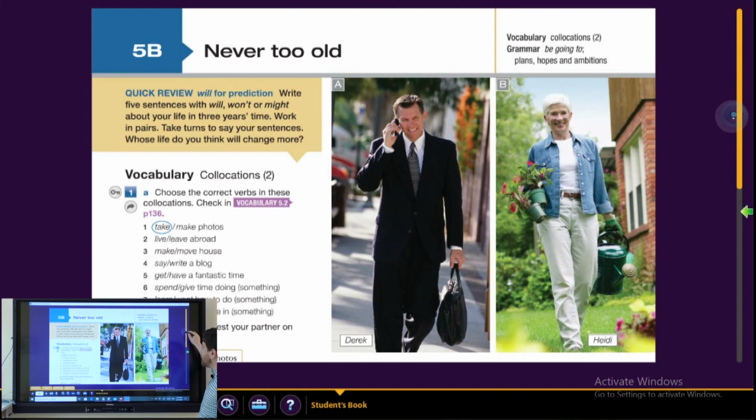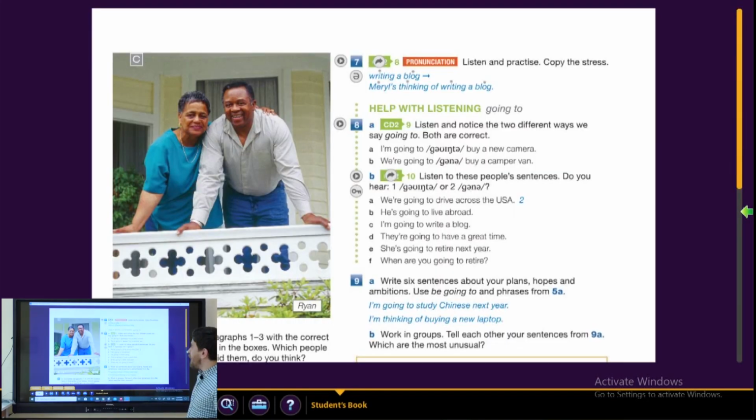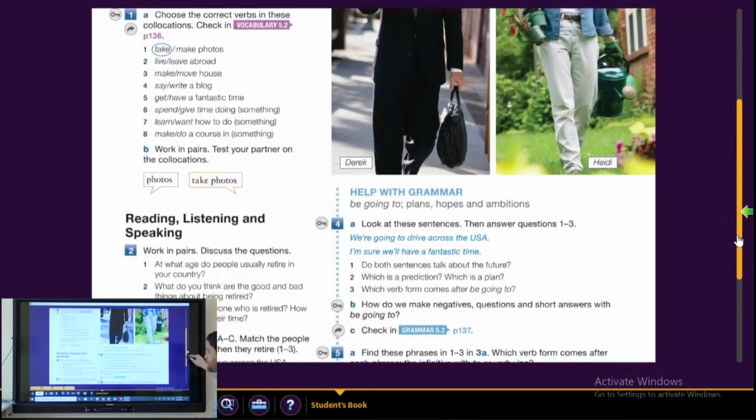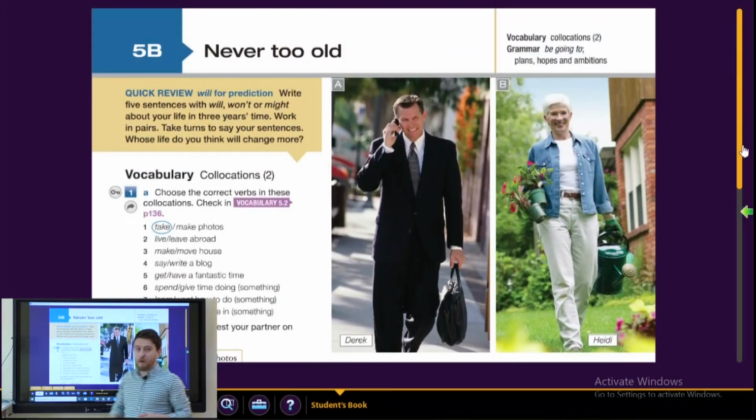And look at the people in the pictures, picture A, B and C. We have Ryan and Mel in picture C. In picture A, we have Derek, and in picture B, Heidi. So these people are going to retire soon. And when they retire, when they stop working completely, they have some plans.